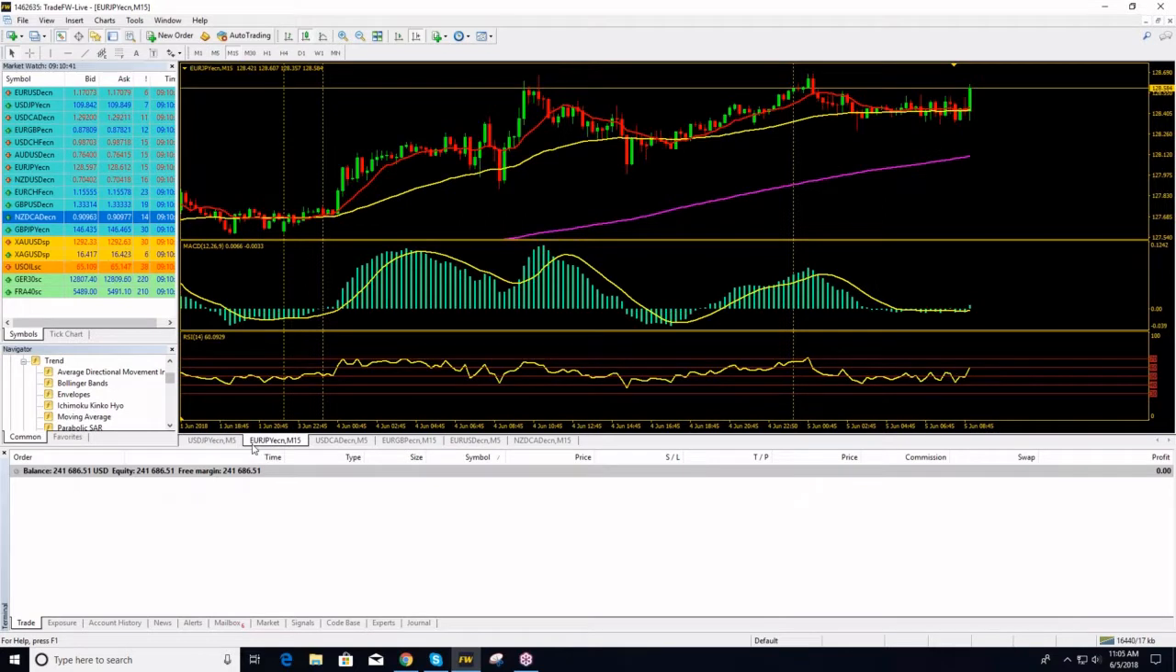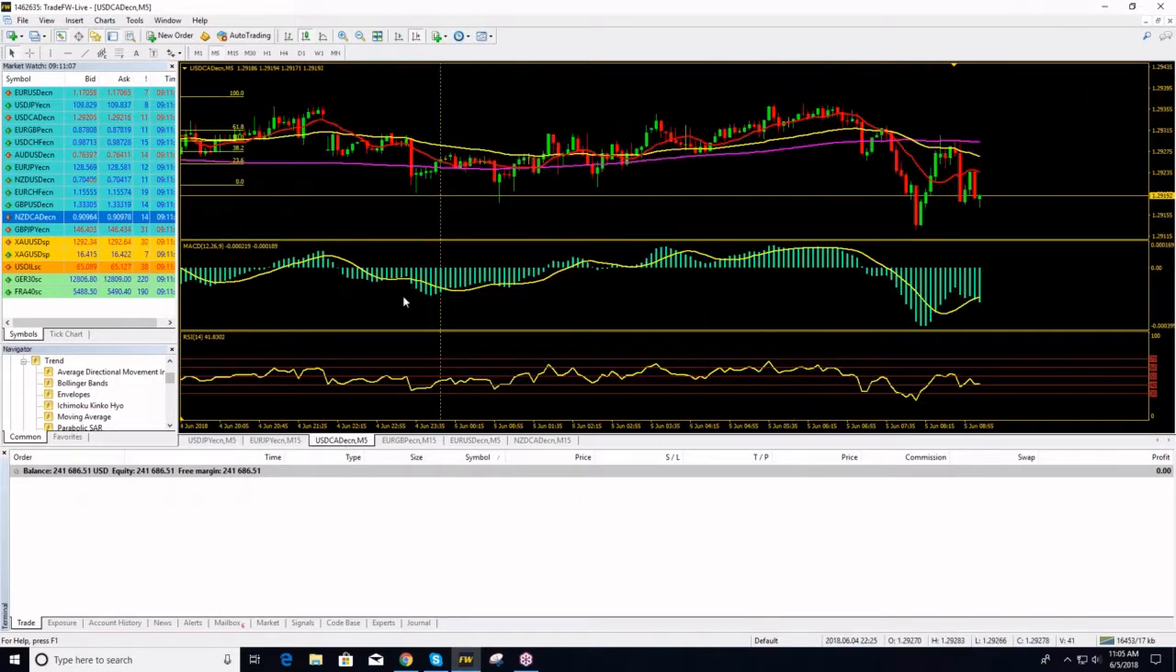Now, as you can see, Euro yen is already trying to break above the highs. We will be closely monitoring it. If we break above the highs, we will have a scenario most probably for long or short positions.